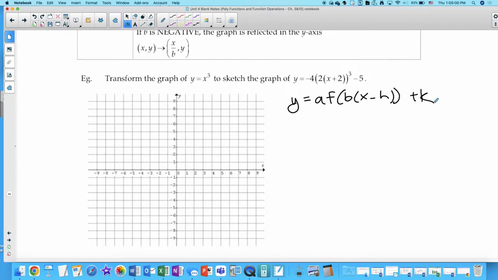Okay, so let's think about this. What are the transformations that occur to y equals x cubed to get this one? Vertical stretch factor of 4. Yeah. And a reflection in the x-axis. A vertical reflection, yes. Horizontal stretch of 1/2. 2 left. Yes. And 5 down.